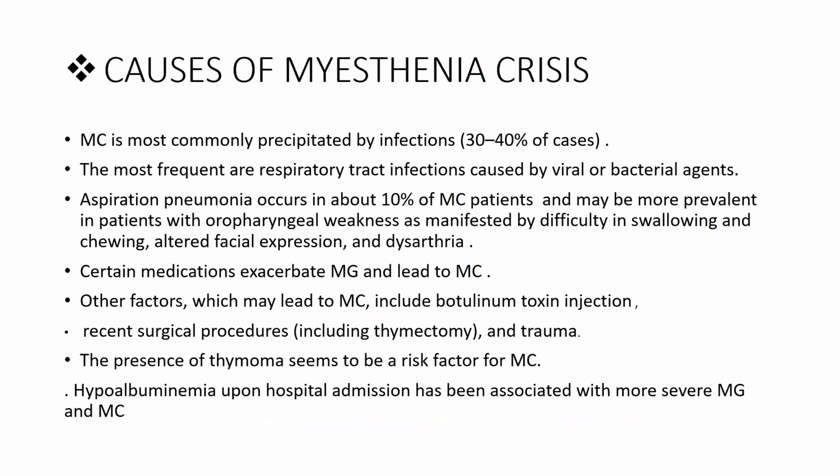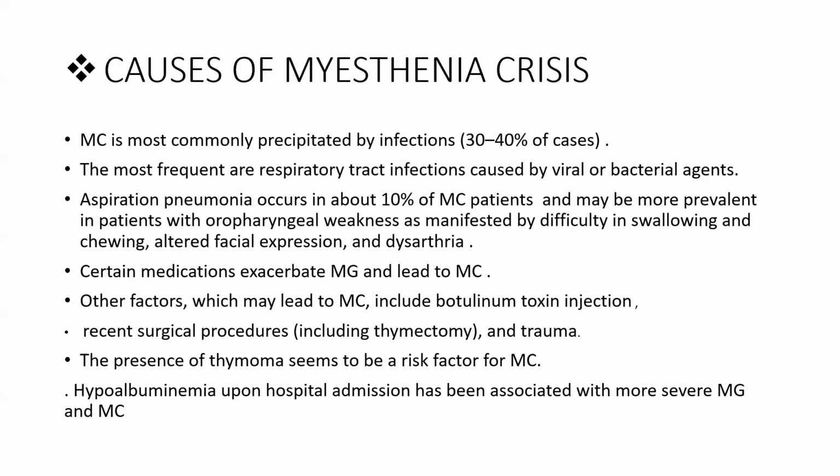Now about causes of myasthenia gravis. Myasthenia crisis is precipitated by infection. The most frequent are respiratory tract infections caused by viral and bacterial agents. Aspiration pneumonia occurs in 10% of myasthenia crisis patients and is more prevalent in patients with oropharyngeal weakness, as manifested by difficulty in swallowing, chewing, altered facial expression and dysarthria.